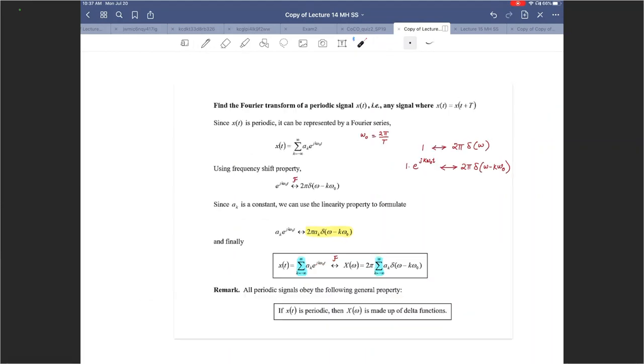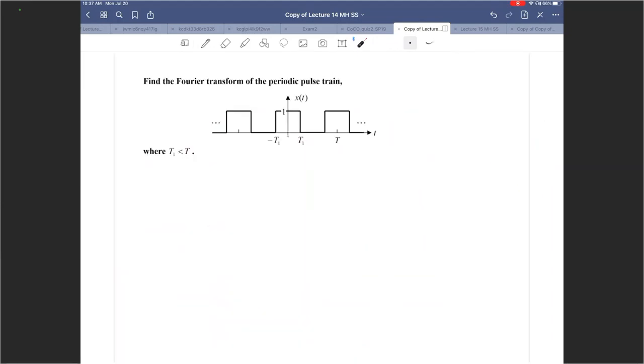Let us do a few examples here. One is the Fourier transform of the periodic pulse train. So what is going to be the Fourier transform of a pulse train which is on between negative T1 and T1, and it has a time period T. T1 is less than T, so that we have a square pulse, otherwise it will be a constant.